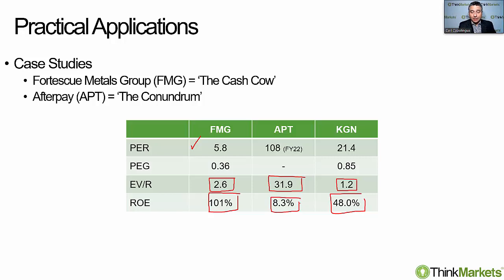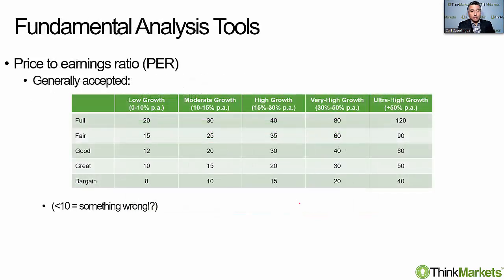Looking at that table, you would say that Afterpay looks very, very fully valued indeed based upon those numbers. Fortescue's looking pretty cheap. Kogan's looking pretty cheap also. To put it into perspective, let's look back to our PE ratio table and place our 3 case study stocks. I've put Fortescue here because it is probably going to be a low growth stock over the next year or two as iron ore prices normalise.